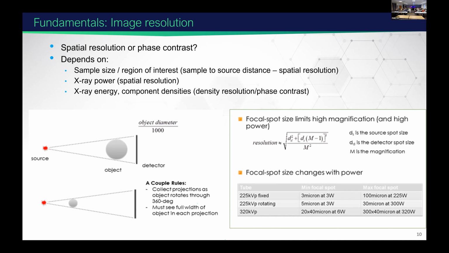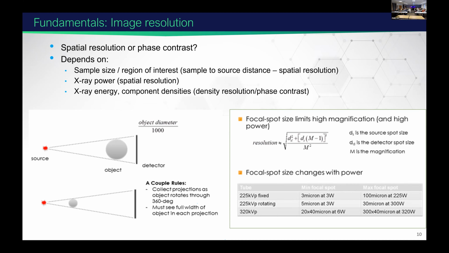You can see that if it's smaller, you can go closer to the source and get a larger magnification. So the sample size, the captured volume, determines your spatial resolution. By rule of thumb, it's typically 1/1000th of the largest diameter of the sample. So for a 10 millimeter sample, you would have a 10 micron resolution, roughly.